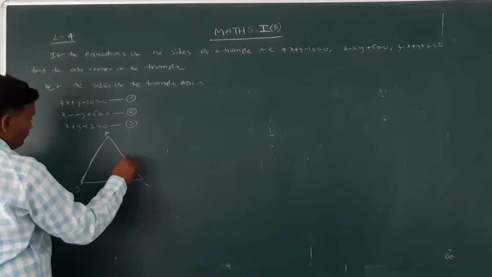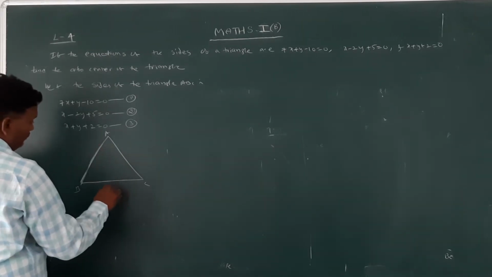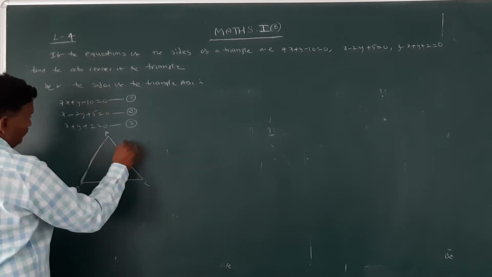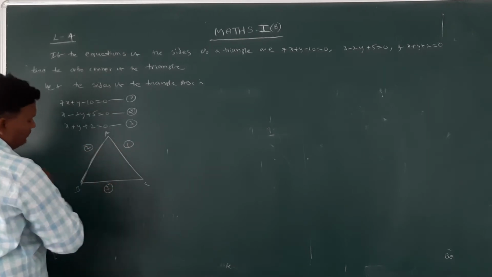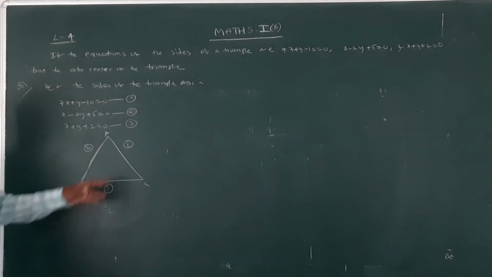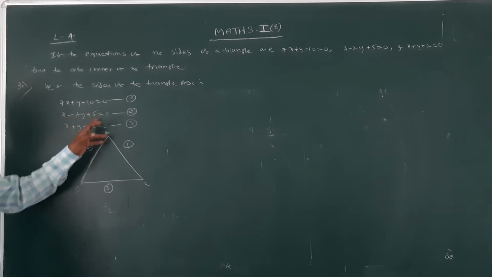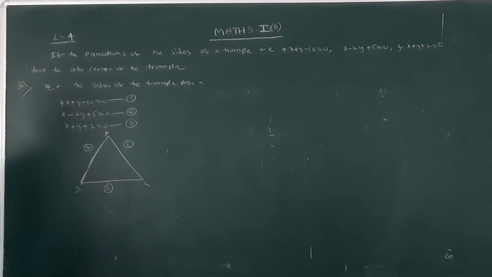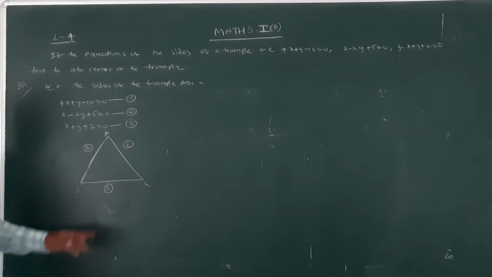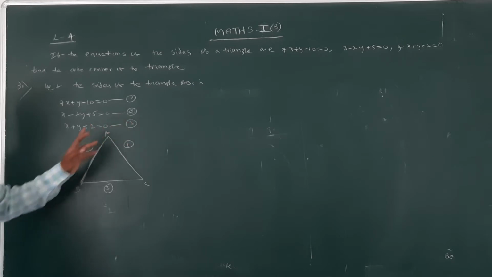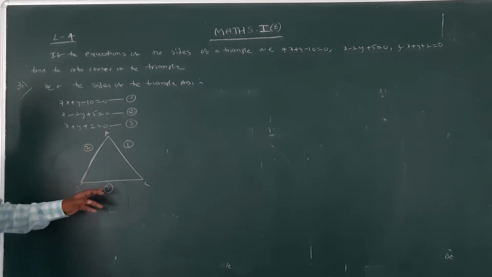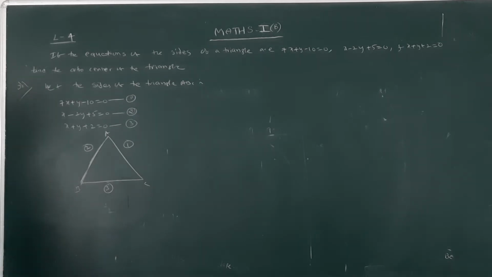Equation numbers 1, 2, 3. The sides are 7x plus y minus 10 is equal to 0, x minus 2y plus 5 is equal to 0, x plus y plus 2 is equal to 0. First we find the vertices of the triangle. How do we find the vertices? Solve 1 and 2, we get the vertex A. Solve 2 and 3, we get the vertex B. Solve 3 and 1, we get the vertex C. The remaining process is the same.